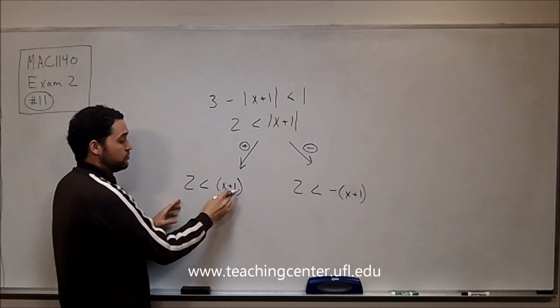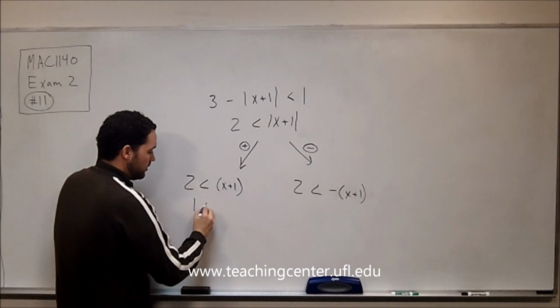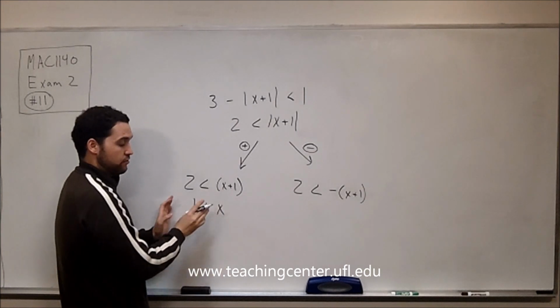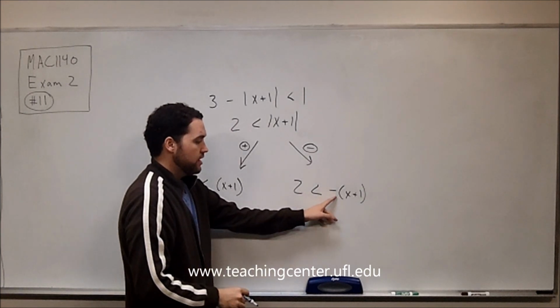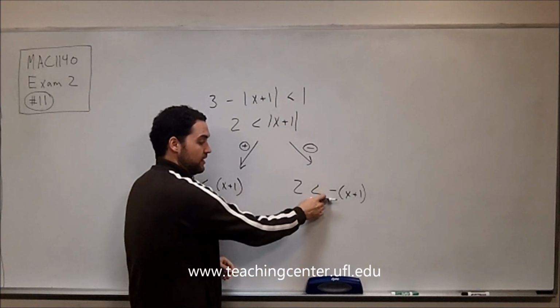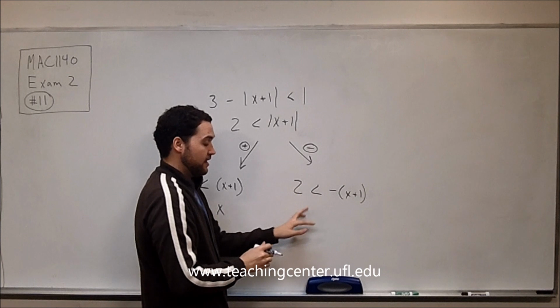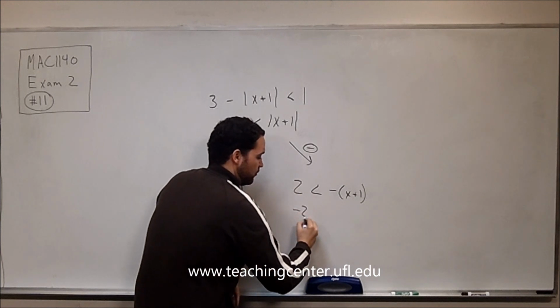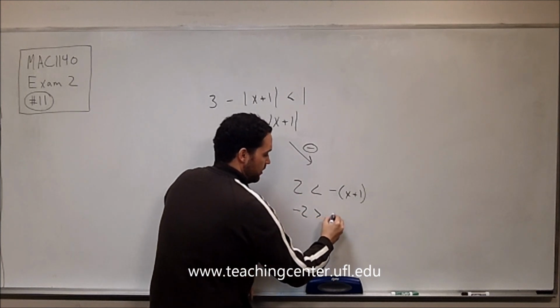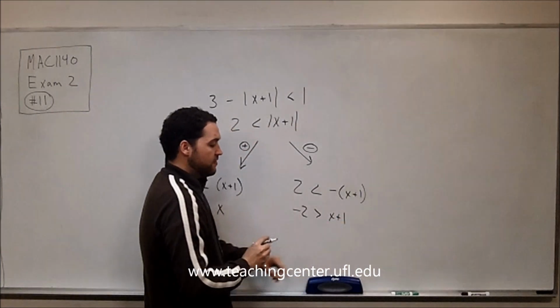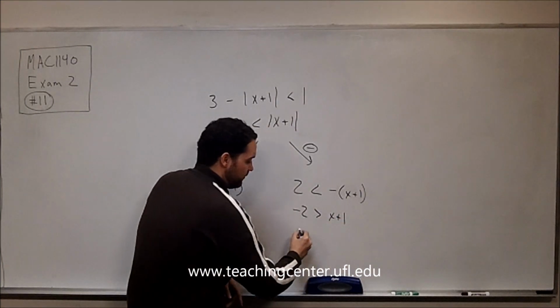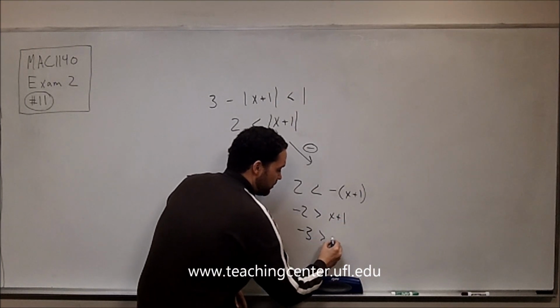So here you just subtract the 1 over, so you get 1 is less than x, and then you're done. And over here, you can divide by the negative, but by dividing by a negative, you have to flip the sign, because if you ever multiply or divide by a negative, it changes the sign. So you can say this is actually negative 2 greater than x plus 1, and then you subtract the 1 over. So that's going to give you negative 3 is greater than x.